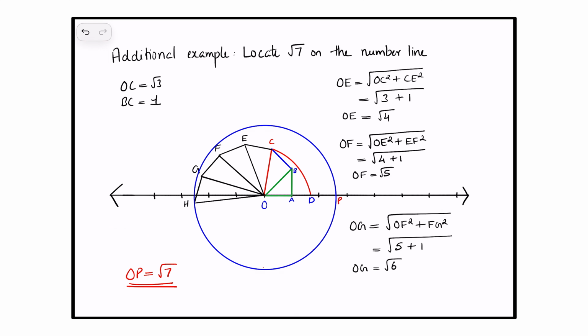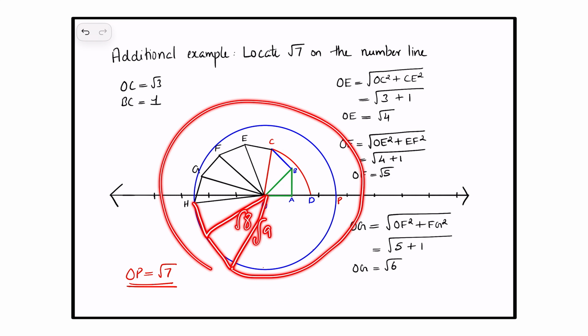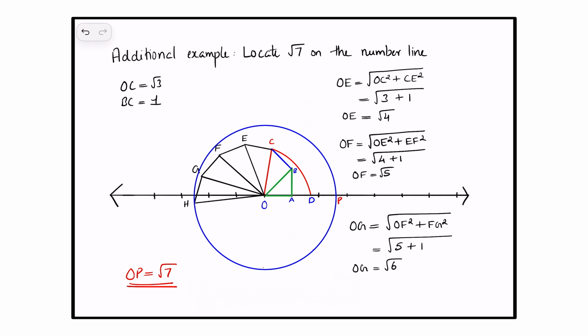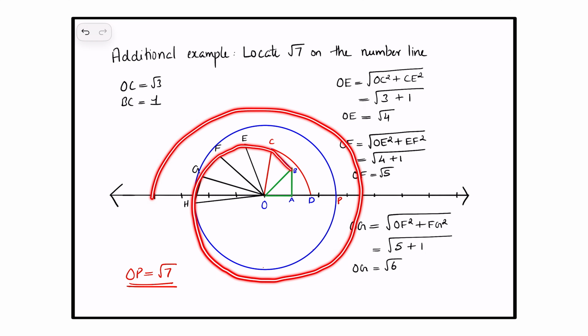Imagine we have to plot root 9. How do we do that? We continue the process. First I draw 1 unit length perpendicular to OH. I join, I get the hypotenuse, that will be root 8. Again I'll continue, I'll get root 9, and then again I can draw a new circle, and that will be root 9 on the number line. Now if I join all these points, what I will end up with is an open curve which is continuously increasing.